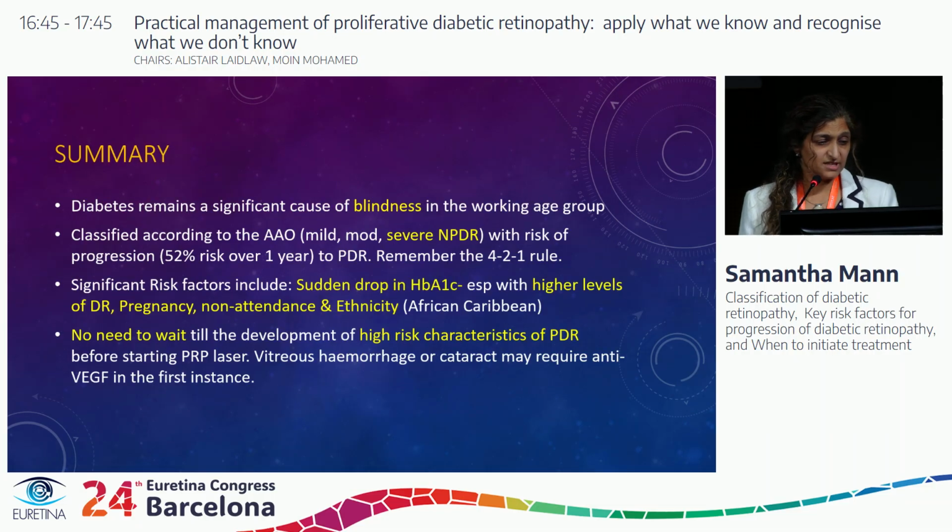So in summary, diabetes remains a significant cause of blindness in the working age population. Remember the classification, there's the AAO classification, and remember the definition of severe non-proliferative, which is the 4-2-1 rule, and 50% of these patients will progress to PDR in a year. Significant risk factors, we worry a little bit about the sudden drop in HbA1c, especially if someone's got high levels of diabetic retinopathy at baseline, pregnancy, non-attendance, and Afro-Caribbean. And there's no need to wait for high-risk characteristics of PDR before starting your laser. Vitreous hemorrhage or cataract may require anti-VEGF in the first instance. Thank you.